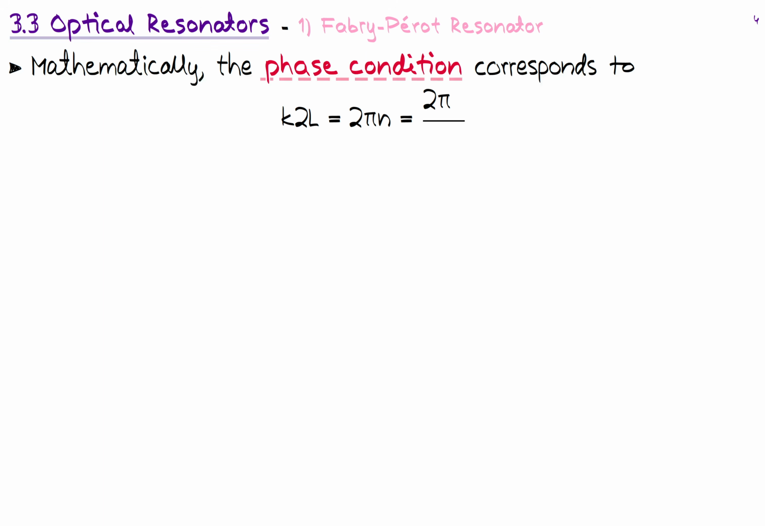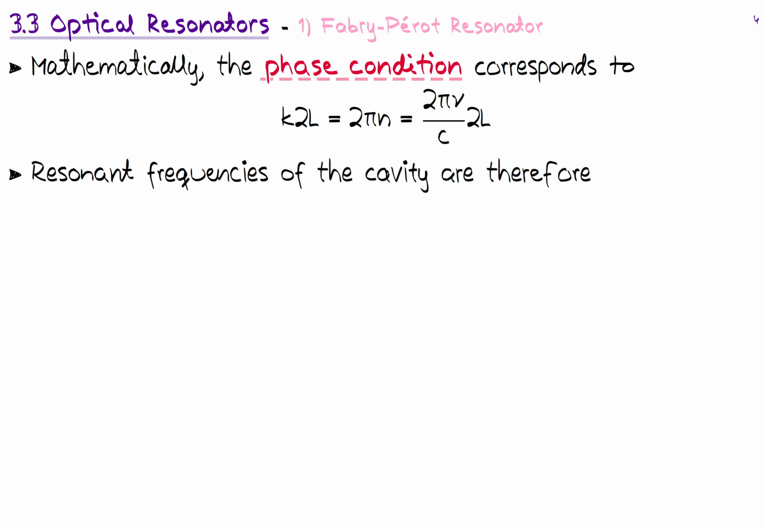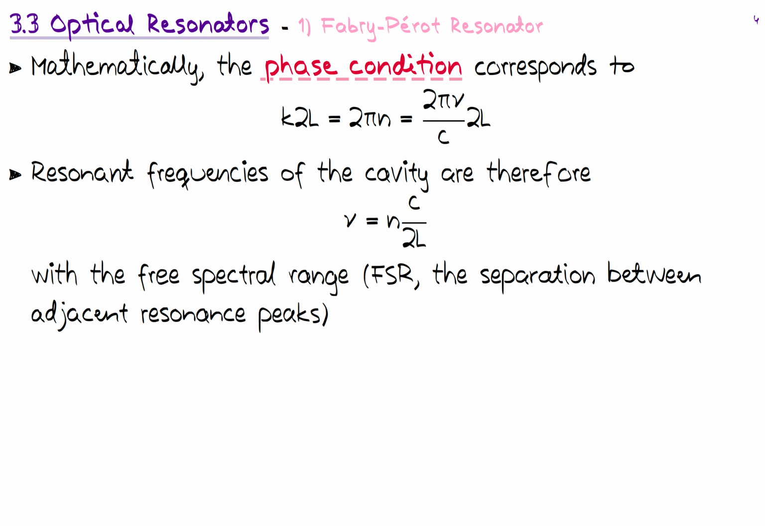And basically that then equals 2 times nu divided by c, so that's the k written differently, equals 2πL. So this is the phase condition that we have. And the resonant frequencies of the cavity are therefore of this form: the frequency nu equals n times c divided by 2L. And the free spectral range, the FSR, the separation between adjacent resonant peaks, is then given by FSR equal to c over 2L. So that's basically the separation between the peaks.